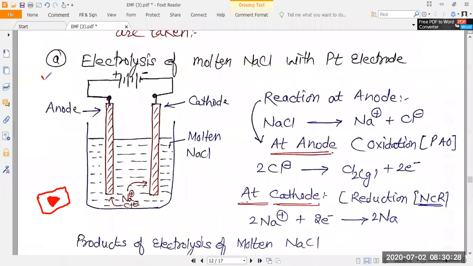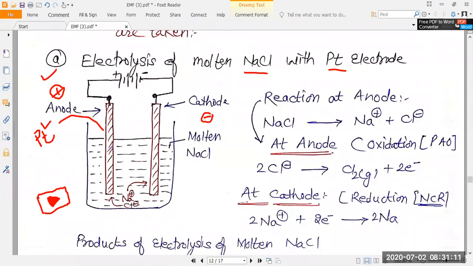This is the electrolytic cell for electrolysis of molten NaCl with platinum electrodes, and platinum is an inert electrode, as we have discussed earlier. When we electrolyze the molten NaCl, what do we get at the anode side and what at the cathode side? In an electrolytic cell, the anode is the positive terminal while the cathode is the negative terminal.